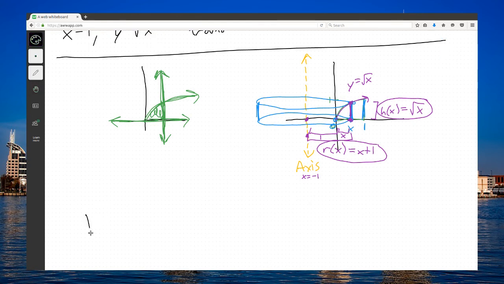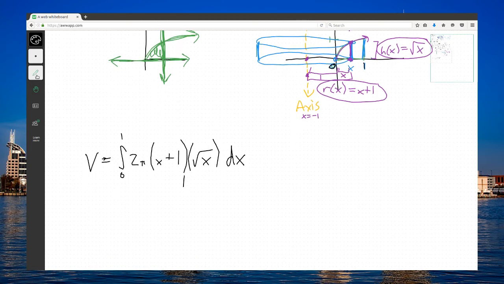So the formula is volume is the integral from, we're going from the leftmost to the rightmost x value, 0 to 1, times, integrate the area, which is, for a cylindrical shell, 2 pi radius. My radius is x plus 1, times the height is the square root of x dx.